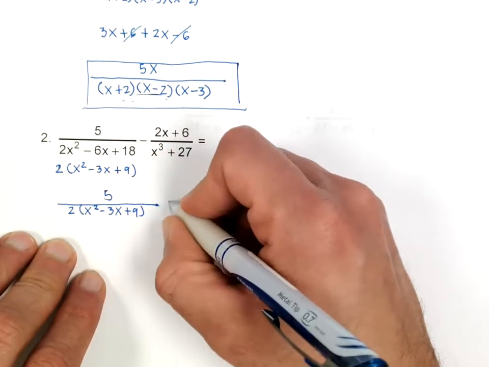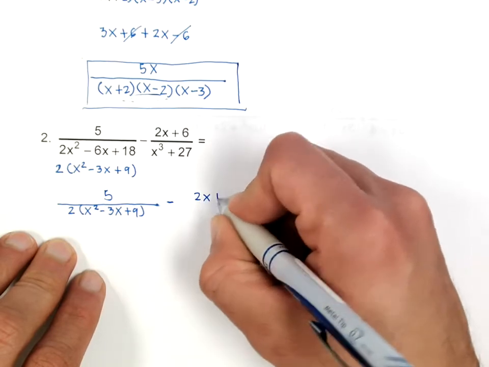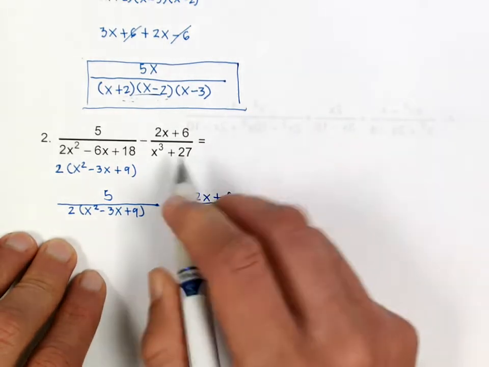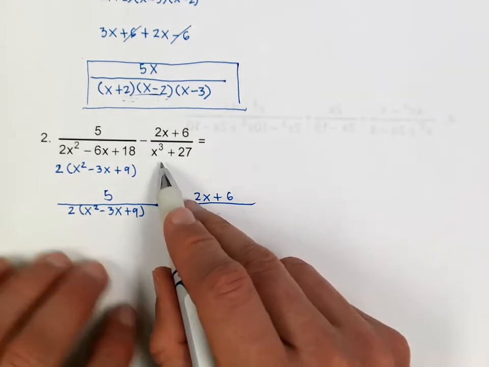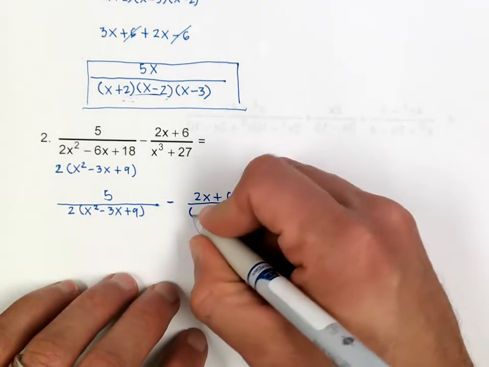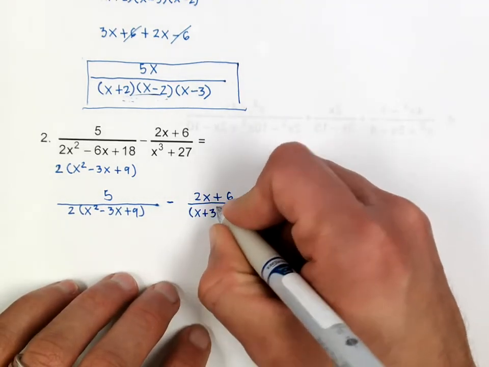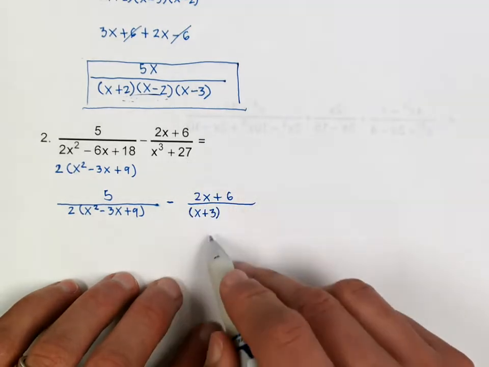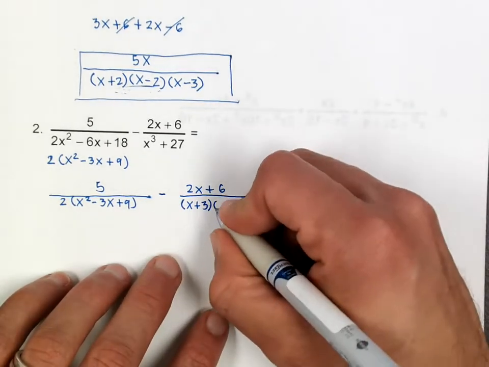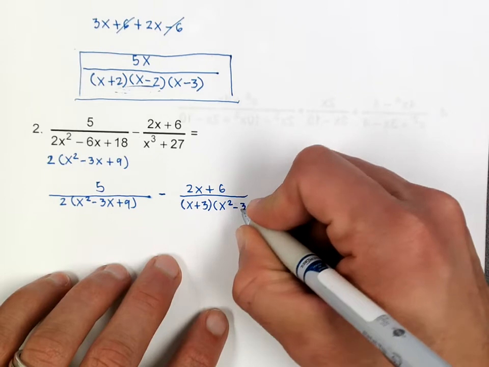This is a 5, and we have a minus 2x plus 6. Now this is a sum of cubes. The sum of cubes will be factored like this. We have an x plus 3. Remember, how do I know that's a 3? I know the cube root of 27 is 3. And this is going to be x squared minus 3x plus 9.